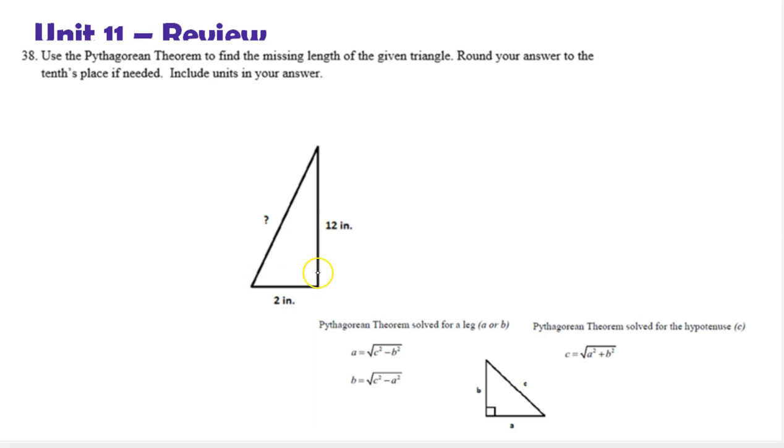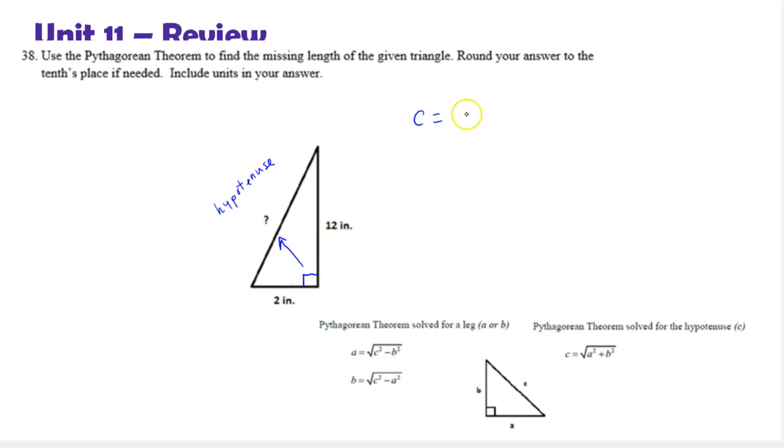Notice that this is the right angle, which means the side opposite the right angle is the hypotenuse. So you need to know what you're solving for, whether it's a hypotenuse or we call the other two sides legs. You need to know what you're solving for before you can choose the correct formula. So notice here, the Pythagorean theorem solved for the hypotenuse is C, the hypotenuse, equals the square root of a squared plus b squared, and that's referring to the other two sides, the legs.